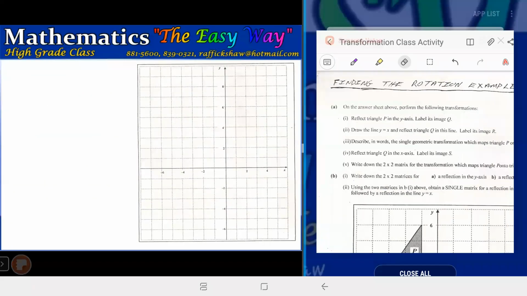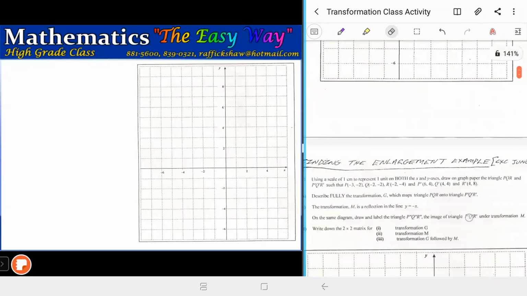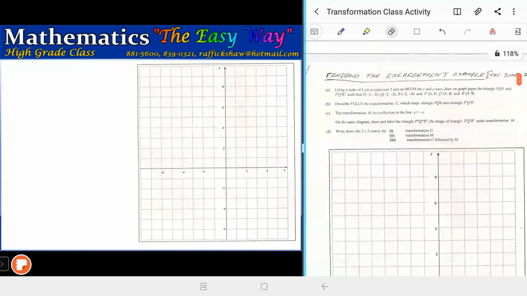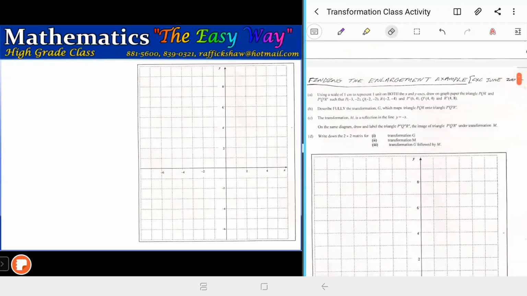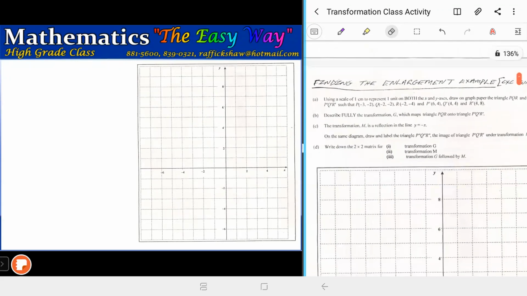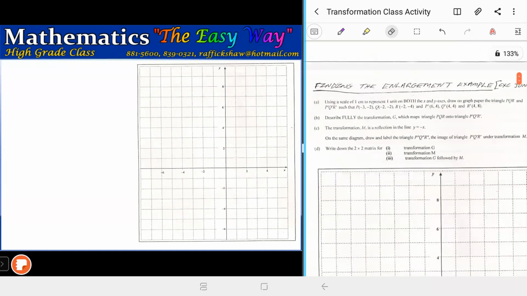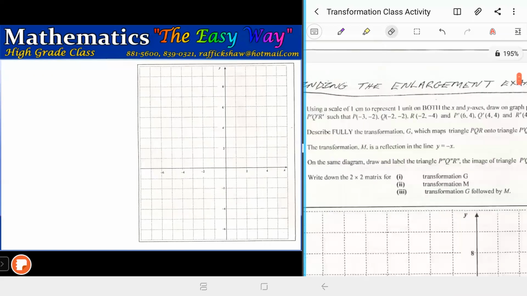All right. So the second question is about enlargement. I want to see the power now of the must know items with enlargement. This is the second question we're looking at. Again, it's a past paper question from 2003. The question says, using a scale of 1 centimeter to represent 1 unit on both axes, we have the graph already. On both x and y axes, draw on graph paper triangle PQR and P prime Q prime R prime, such that, and it gave us these points now.